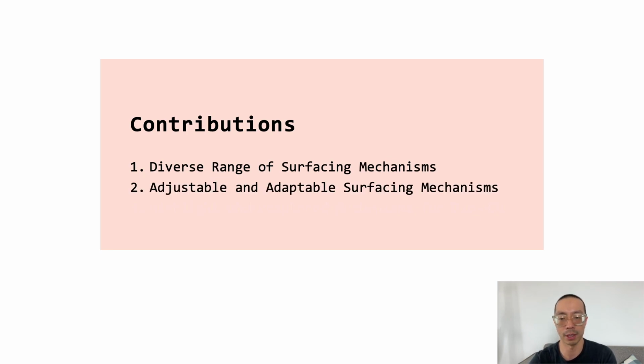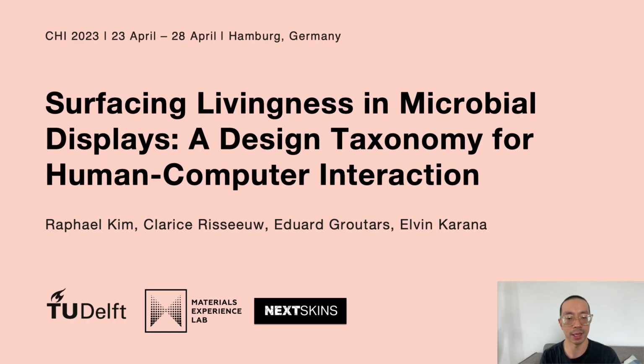Secondly, the taxonomy can be used in flexible ways to meet the values of diverse stakeholders of living artifacts. Designers can adjust each level of the taxonomy and switch from one level to the other, enabling them to create new meanings, perceptions, experiences, and non-anthropocentric alternatives. To conclude, we have presented a framework to surface livingness in microbial displays, a taxonomy for HCI that designers can implement towards fostering a more sustainable relationship between humans and the microbial world.